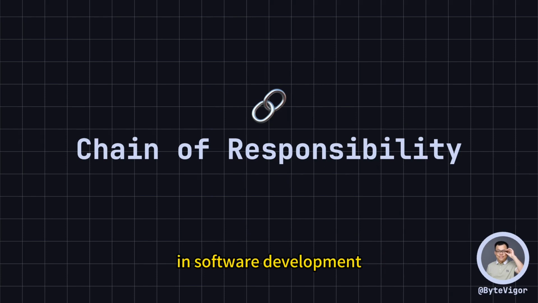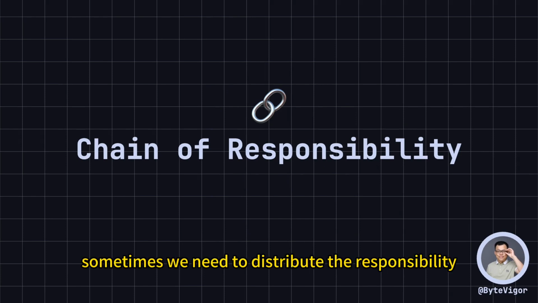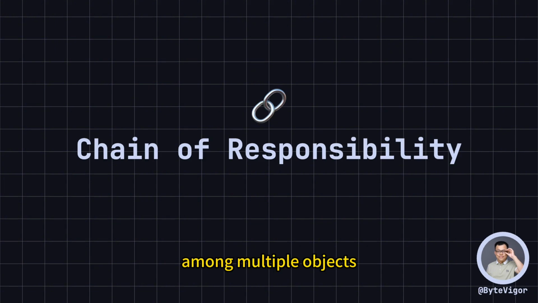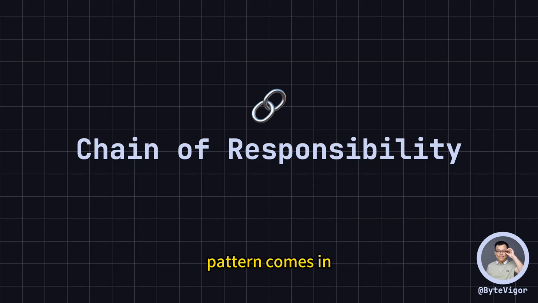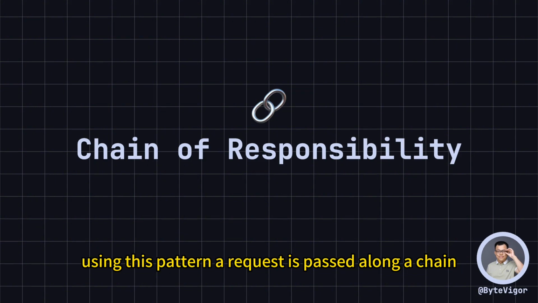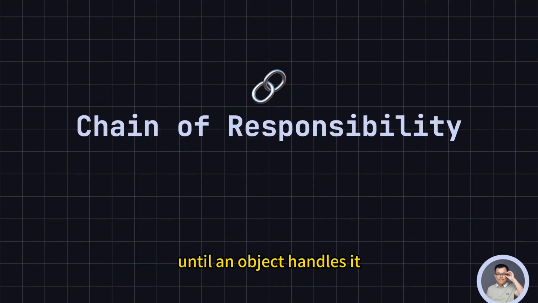In software development, sometimes we need to distribute the responsibility of handling requests among multiple objects to avoid coupling between the sender and receiver of the request. This is where the chain of responsibility design pattern comes in. Using this pattern, a request is passed along a chain until an object handles it.